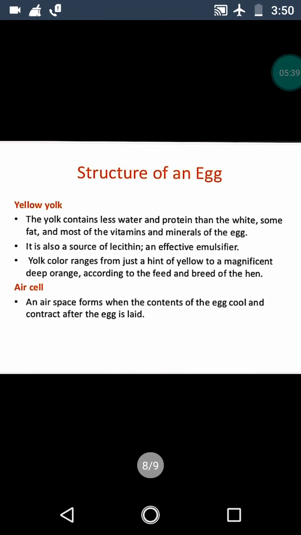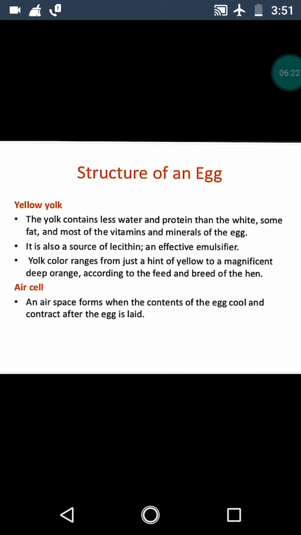Then comes the yellow yolk, that is the yellow part of the egg. The yolk contains less water and protein than the white. Some fat and most of the vitamins and minerals of the egg are present in the egg yolk. It is also a good source of lecithin. The lecithin acts as an emulsifier, hence it is used in bakery products. Egg yolk color ranges from just a hint of yellow to a magnificent deep orange color. It is due to the breed and the feed of the hen which produces the egg.